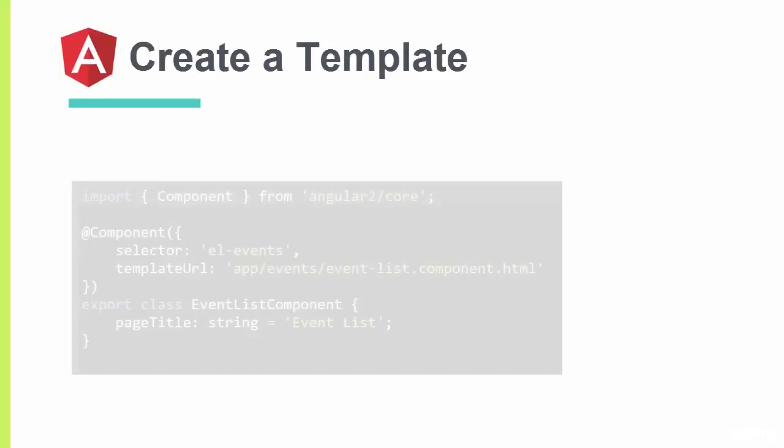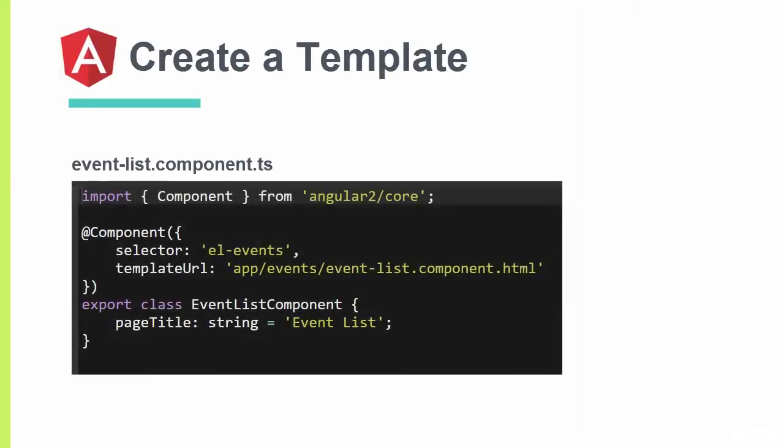We are now aware of the steps for building a component. First, we define a class. We then add a component decorator to define the metadata and specify the template. And finally, we import any supporting modules that we need.